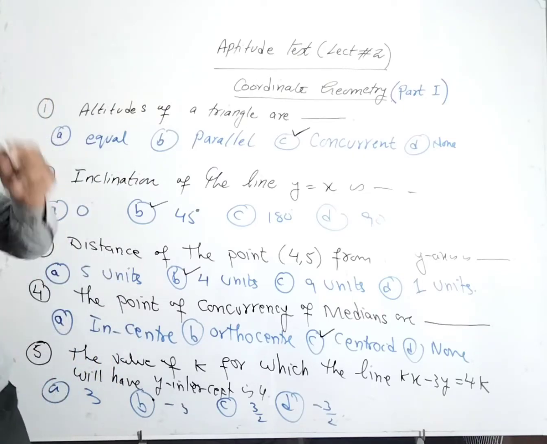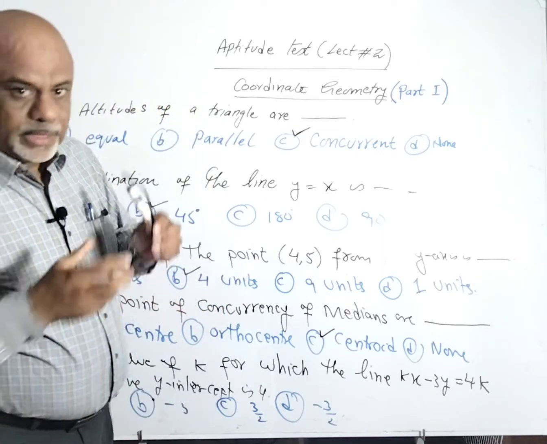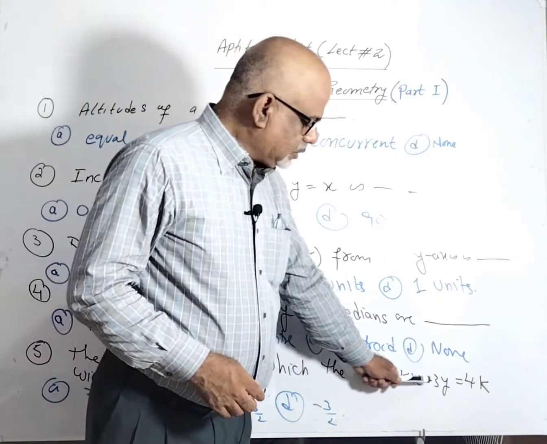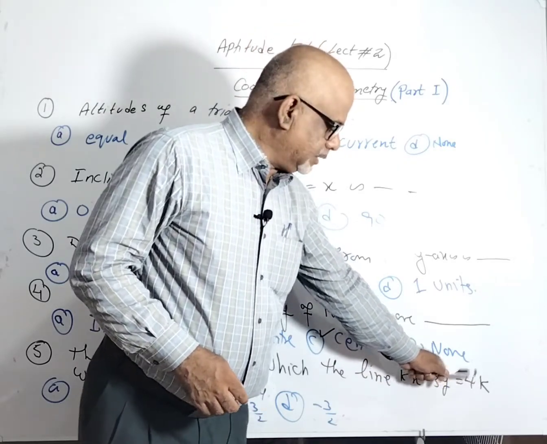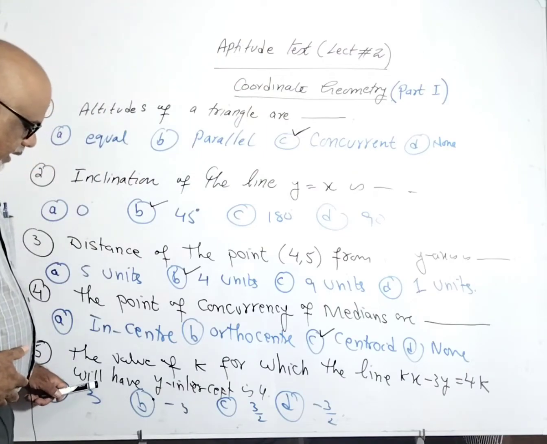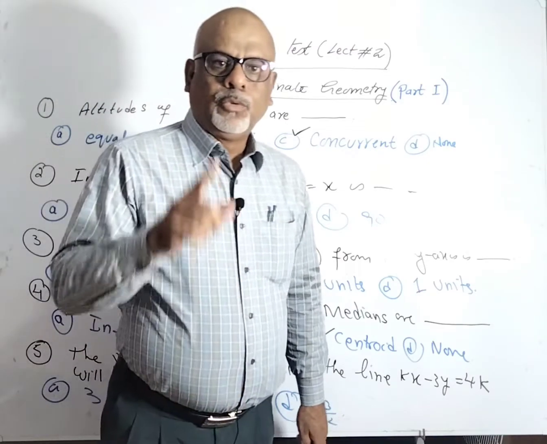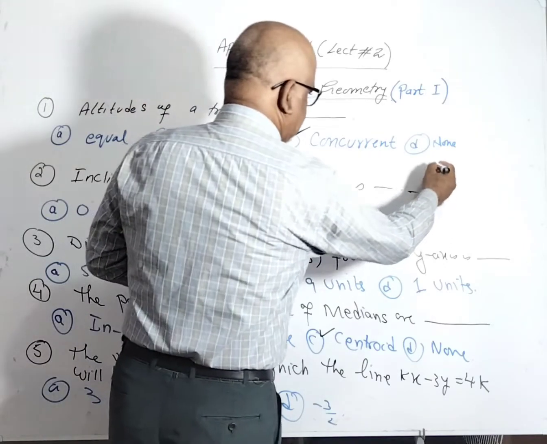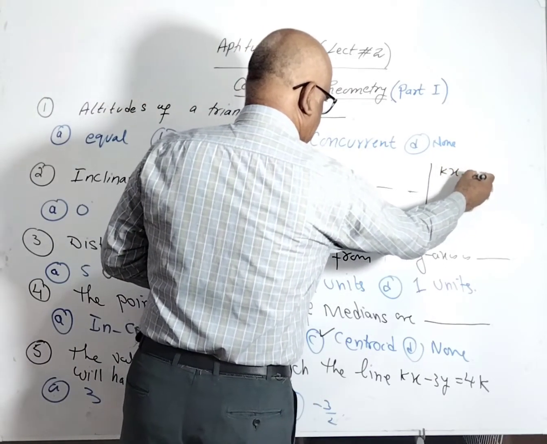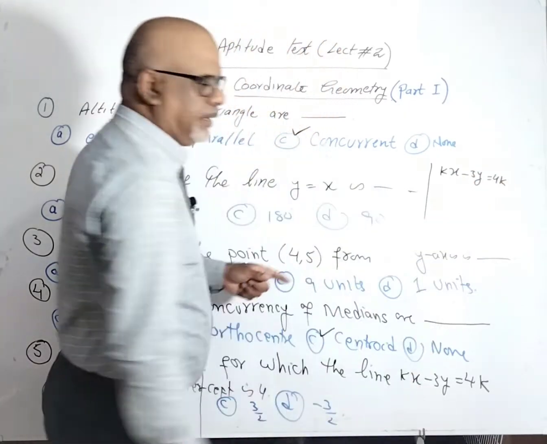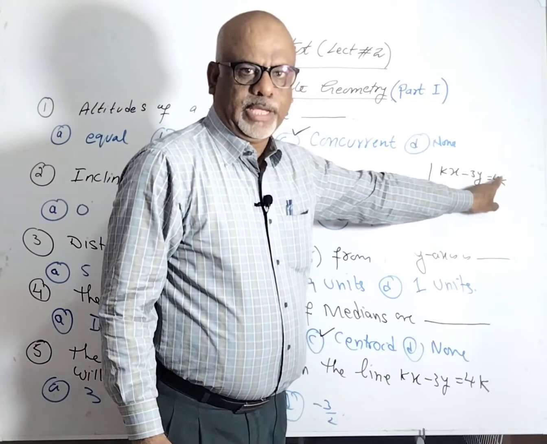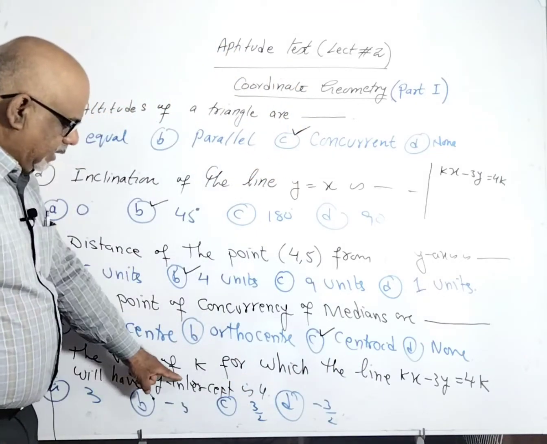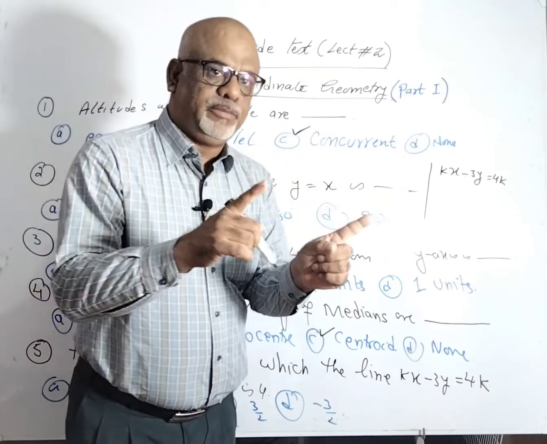Now a very important MCQ here. Find the value of k for which the line kx minus 3y equals 4k has a y-intercept of 4. The y-intercept is 4, which means the value of x will be equal to 0. So this is the equation kx minus 3y equals 4k, and it is given in the question that the y-intercept is 4. That means the value of x will be 0.